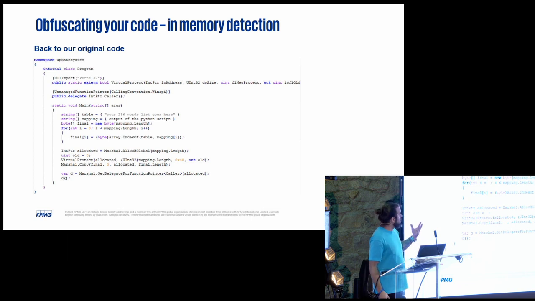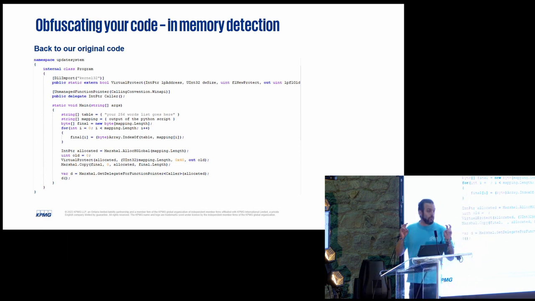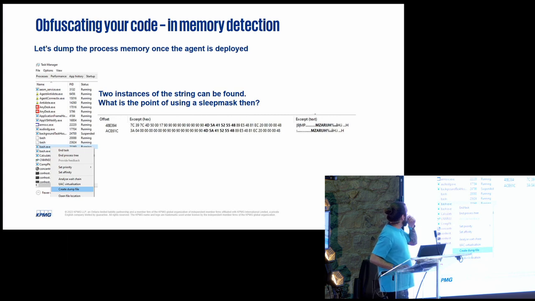Because if we look at all these engine workings, you're going to end up actually copying the code in memory at several places. Just a quick hint: final here, we're definitely going to have the final shellcode in there. It's going to live in memory. That's going to be the original shellcode, right? The Marshal copy, too, is going to copy this into an unmanaged variable that can be later reused to call. So we at least have two variables that actually contain the clear text shellcode, which is definitely something that you want to avoid, right? And you can always validate that by actually dumping the process.